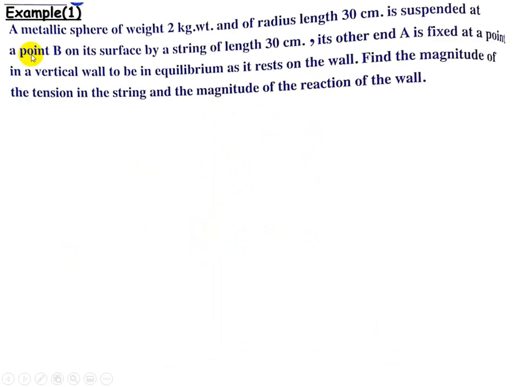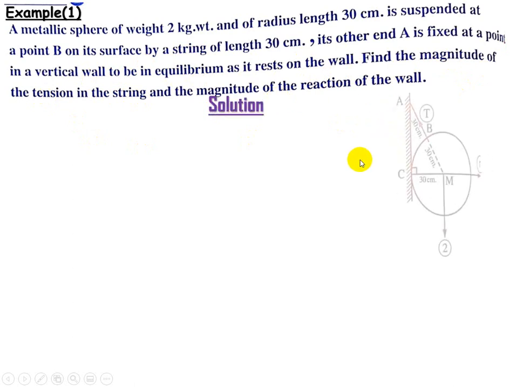Example number 1. A metallic sphere of weight 2 kg weight and of radius 30 cm is suspended at point B on its surface by a string of length 30 cm. Its other end A is fixed at a point on a vertical wall, so that the sphere is in equilibrium as it rests on the wall. Find the magnitude of the tension in the string and the magnitude of the reaction of the wall. We shall draw the figure.